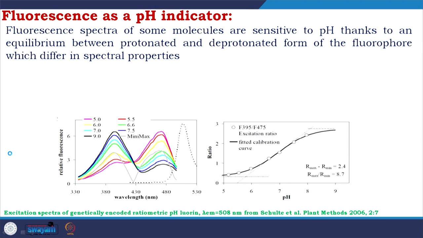Fluorescence could be used as a pH indicator. Fluorescence spectra of some molecules are sensitive to pH thanks to an equilibrium between the protonated and deprotonated form of the fluorophore, which differ in the spectral property.